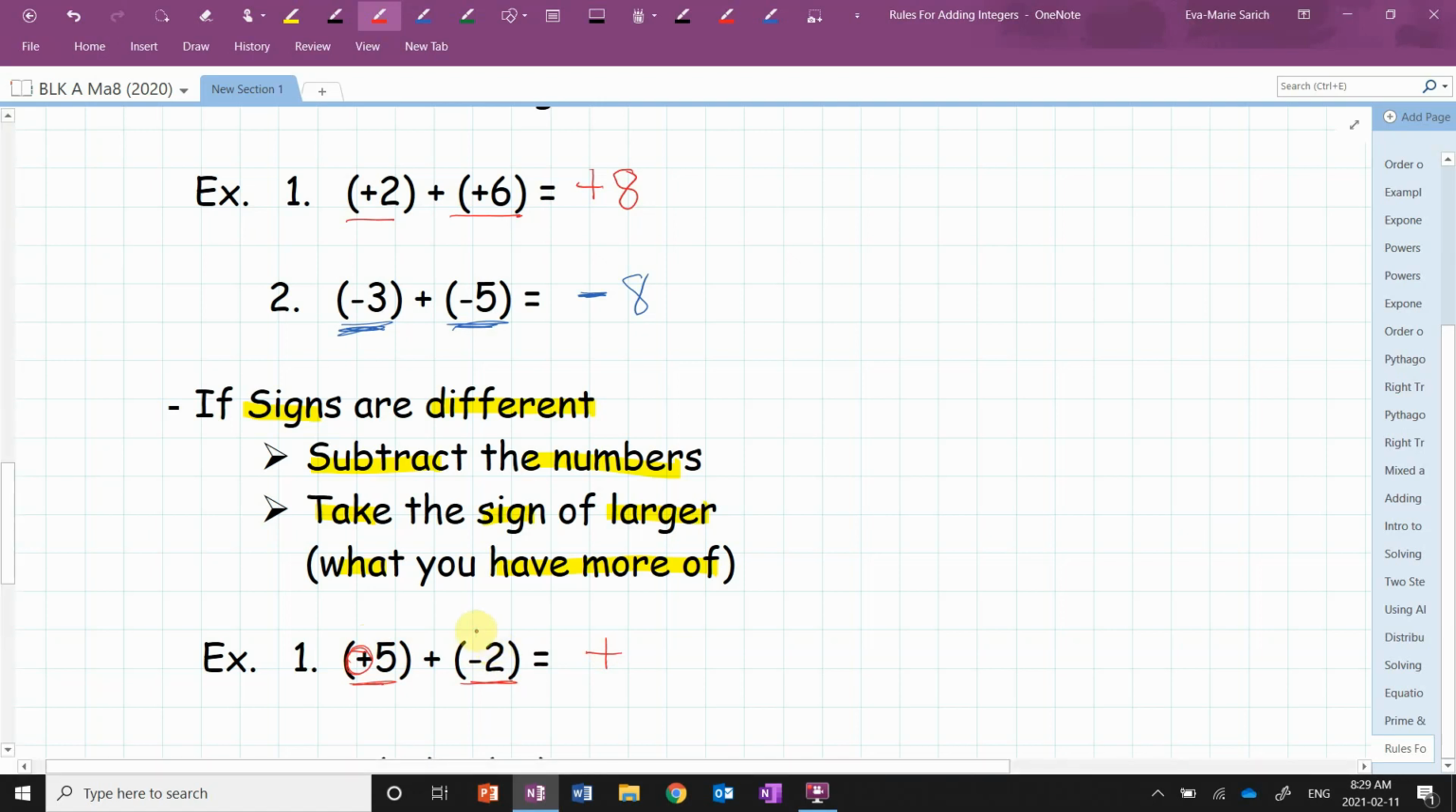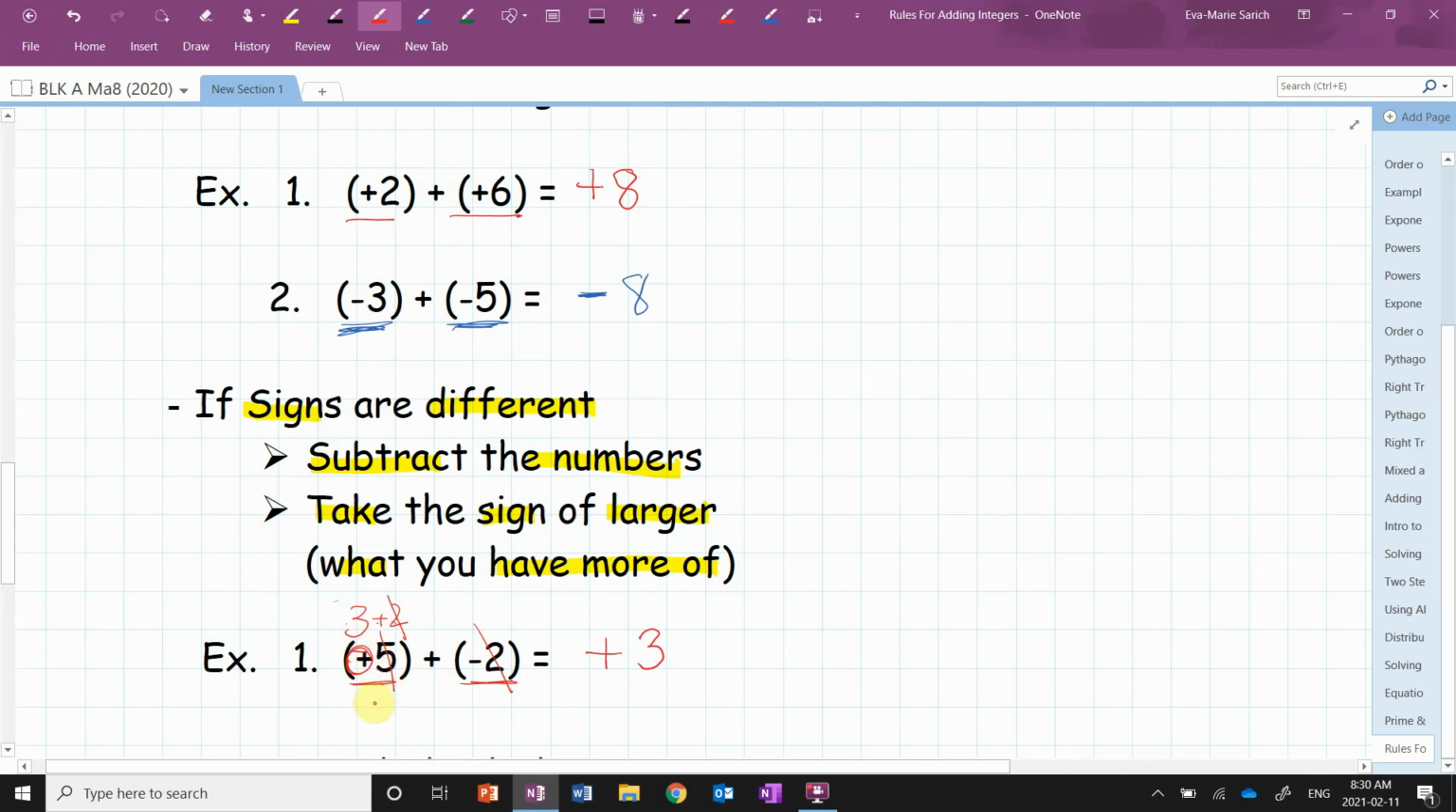Well, 2 of these negatives, which is the smaller amount, is going to cancel 2 of these. If we cancel 2 of those, what is left? There's 3 left, right? So the answer, in fact, is going to be positive 3, okay? Because 3 plus 2 gives us that 5, and 2 of those cancel 2 of those, and you have 3 left.